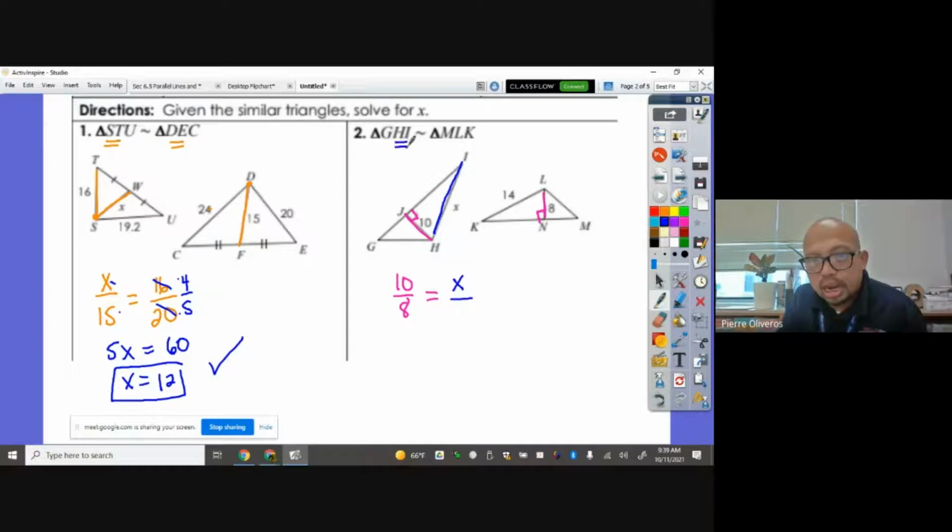IH are the last two letters, so I'm going to use the last two letters, which is LK, which will be 14. I can simplify 10 and 8. That will give me 5 and 4. And I can cross multiply them. 4 times X is 4X. 5 times 14 is 70. So therefore, I'm going to have 70 divided by 4 is 17.5.